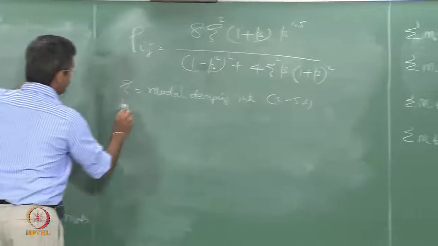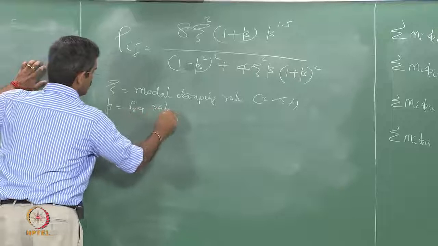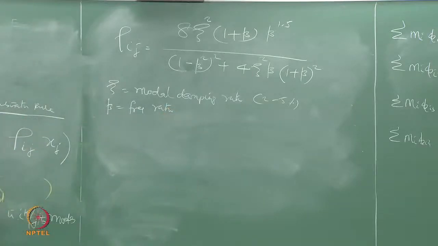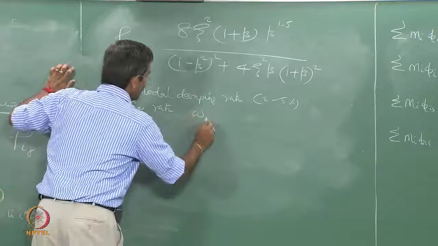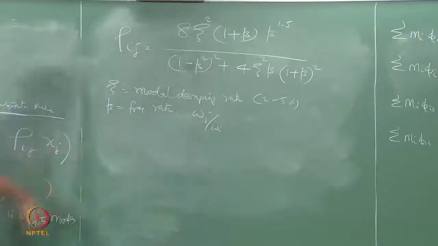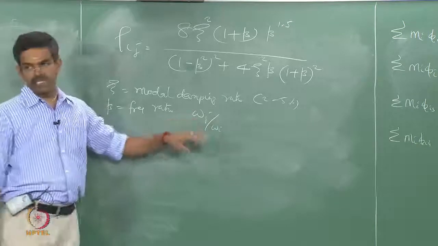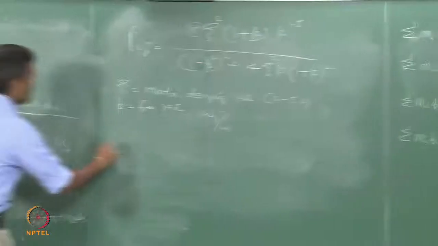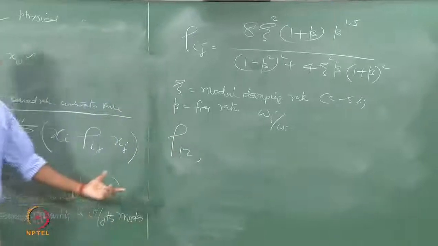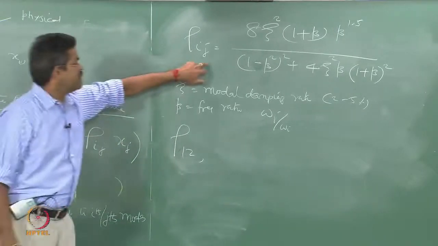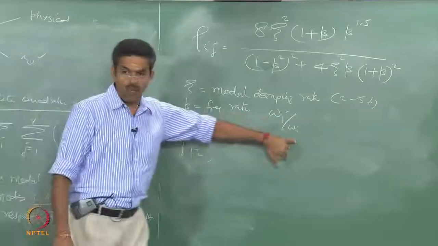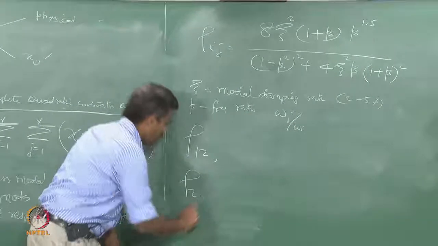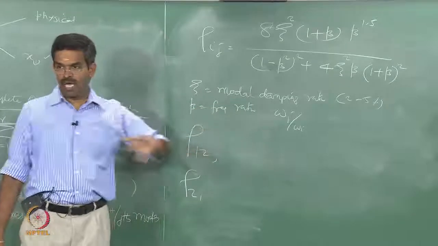Beta is the frequency ratio, which is omega j by omega i, where omega i is the ith frequency and omega j is the jth frequency. So, if you want to find rho ij, beta is always j over i. If you want to find rho 2 1, it is 1 over 2 and so on. Be careful in substituting this value.